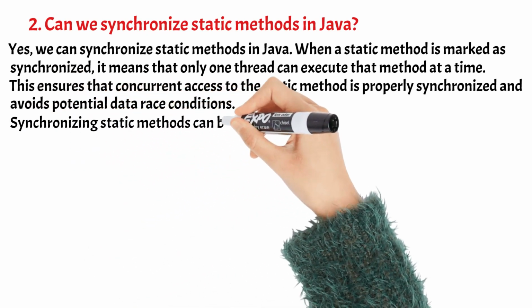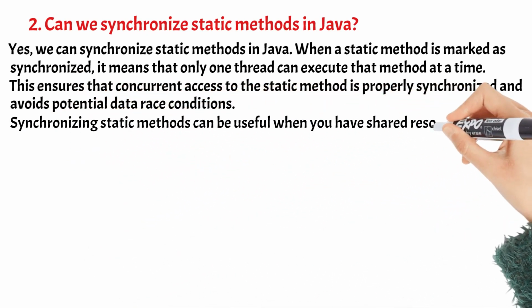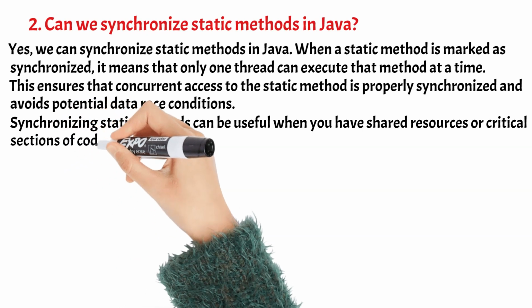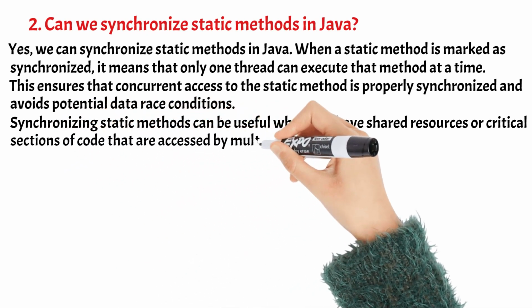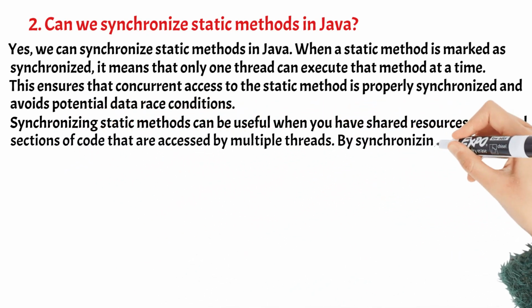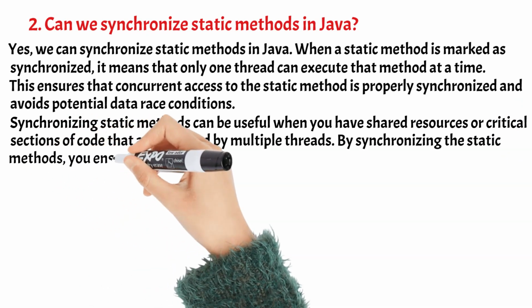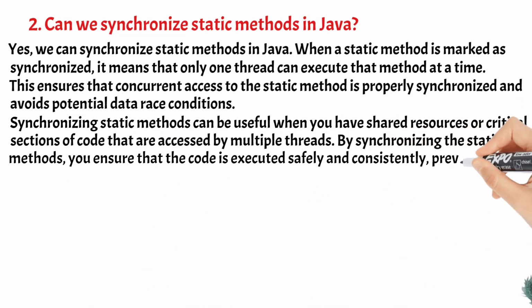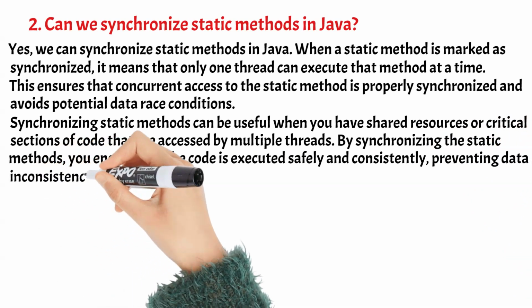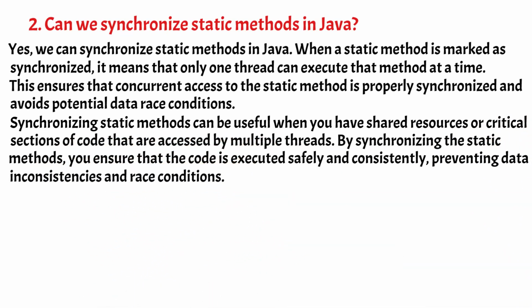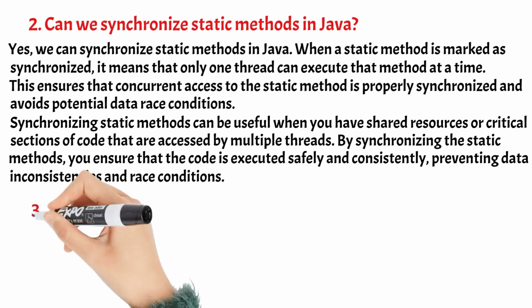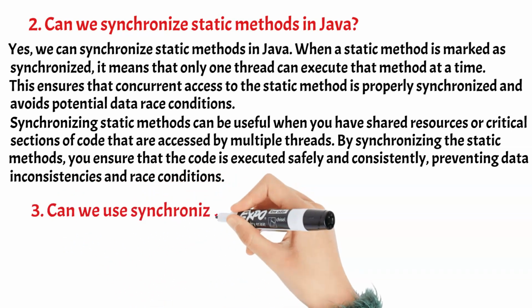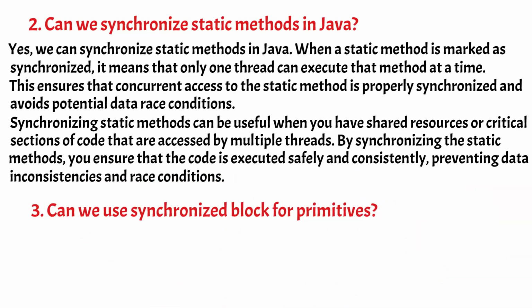Synchronizing static methods can be useful when you have shared resources or critical sections of code that are accessed by multiple threads. By synchronizing the static methods, you ensure that the code is executed safely and consistently, preventing data inconsistencies and race conditions. 3. Can we use synchronized block for primitives?